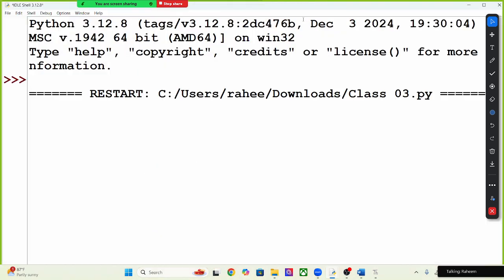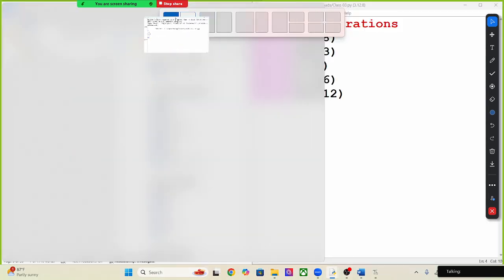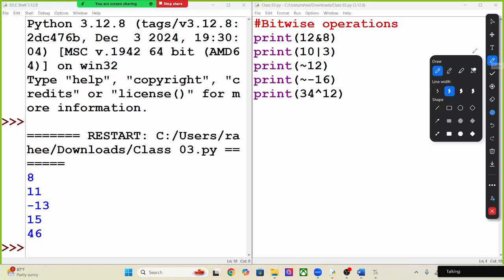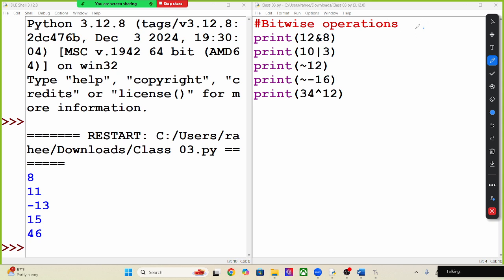Okay, now I'll run this. So these are the outputs we got, right? Okay, so again, these are bitwise operations.